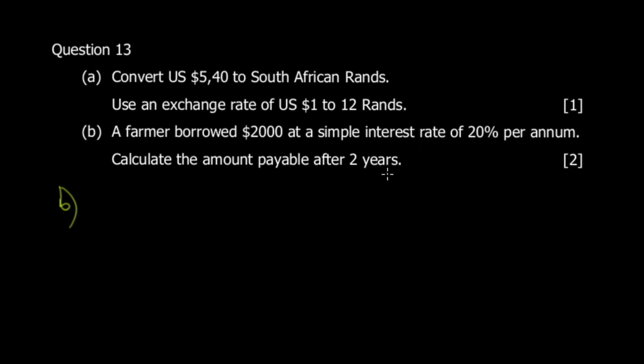The B part says a farmer borrowed $2,000 at a simple interest rate of 20% per annum. Calculate the amount payable after 2 years. So this is simple interest. A farmer borrowed $2,000, and we want to calculate the amount of money that you'd have to pay after 2 years.